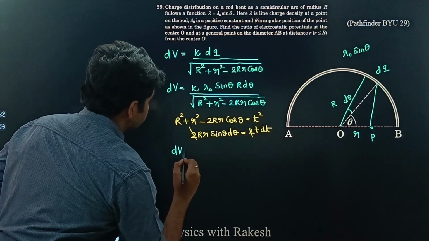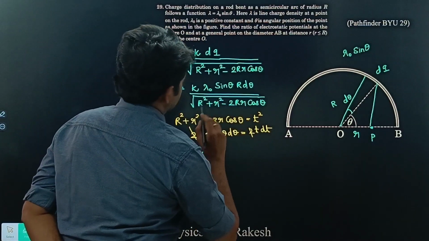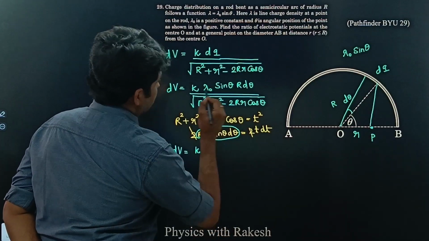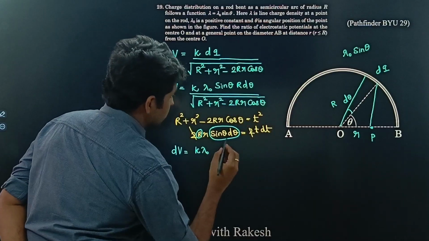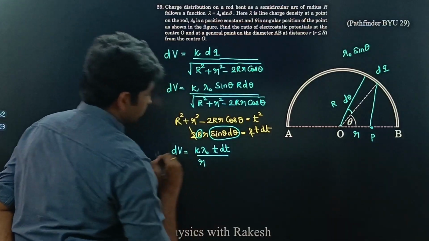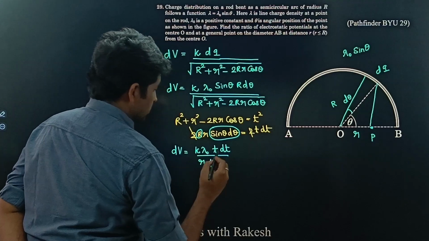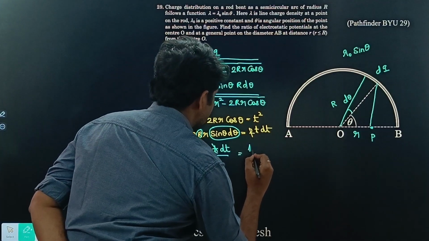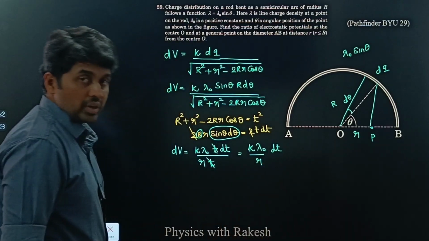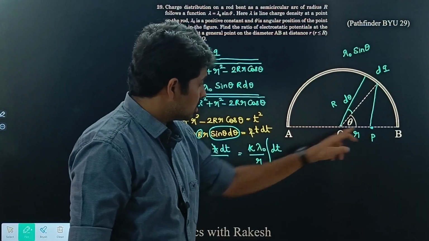So what do we get? dV equals k lambda naught sine theta. This r sine theta d theta will become t dt divided by r, divided by t square anyway, so this becomes t. You can cancel out these two. We get k lambda naught by r dt. We just integrate this. This is anyway a constant here.